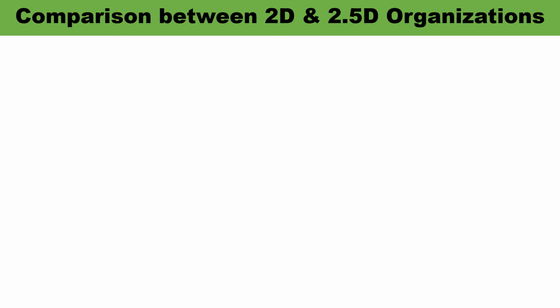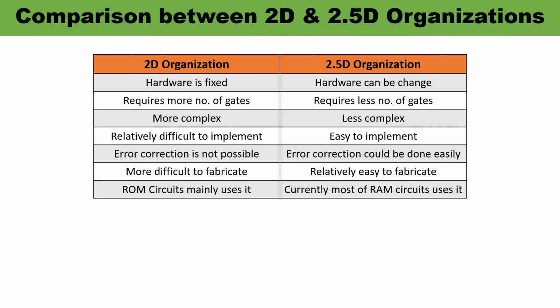So let us compare 2D and 2.5D memory organization. As you have seen in the detailed diagram, hardware is fixed in 2D organization because there is a column IO and all. But in the case of 2.5D, hardware can be changed. 2D organization requires more gates. There is no flexibility, but 2.5D requires relatively fewer gates. Fewer gates in 2.5D organization means it is less complex and easy to implement, while 2D organization is more complex and difficult to implement in comparison to 2.5D.